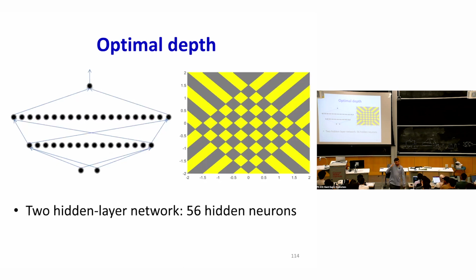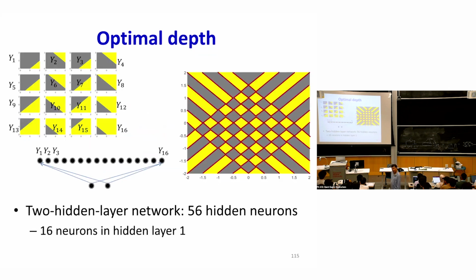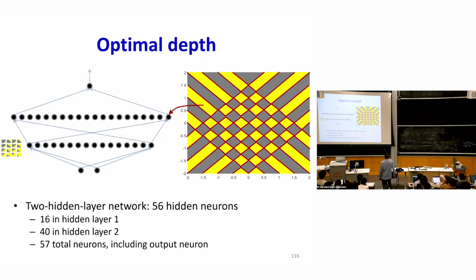The checkerboard is composed of 16 lines. So I can have 16 neurons in the first hidden layer, where each of them tells me whether I'm to the left of one line or the right, or above or below. So I have captured each of the 16 boundaries. And then after that, I need 40 neurons for each of the yellow regions, because each yellow region combines up to 4 of these boundaries. And then finally, I need an OR. So this decision boundary can be captured using just 57 total neurons.